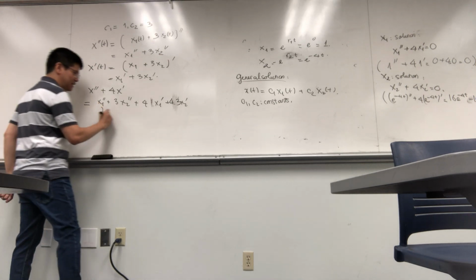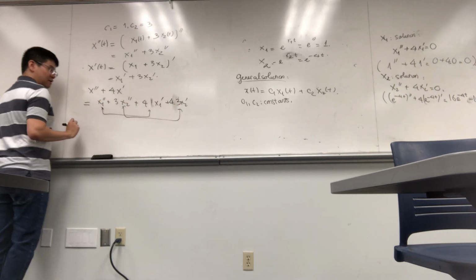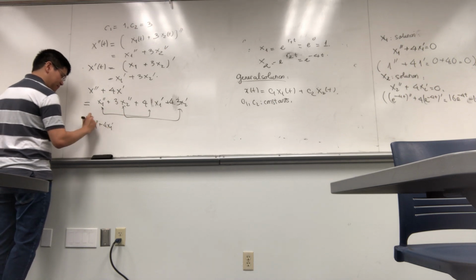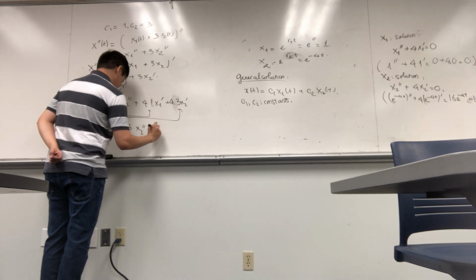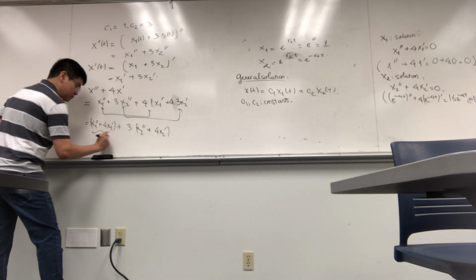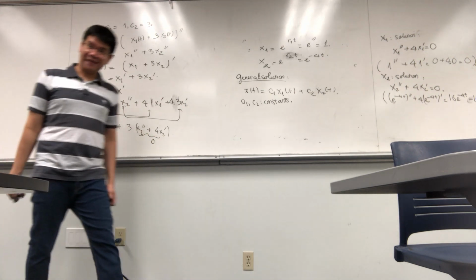So now for this one, I'm going to group this guy and this guy. So this is x1 second plus 4x1 prime, plus 3 times x2 second plus 4 times x2 prime, and this is 0. So this is 0, meaning that x is also a solution.